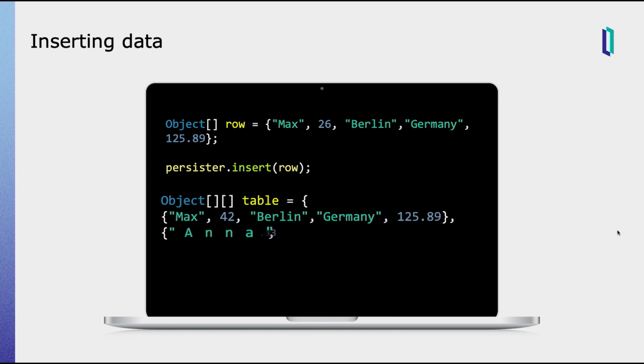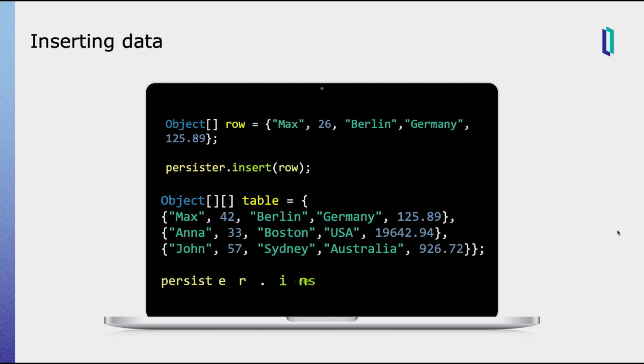Obviously, we can also work with arrays. So if you're not dealing with just one data set, but multiple, it's the same method, right? You just say insert, we get an array of objects, and we will just insert them in the batch, right? So I think a very, very straightforward API.